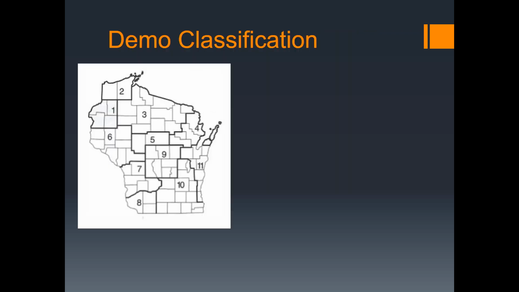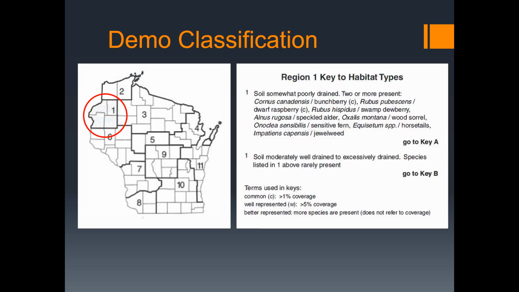Okay, so let's do a classification. We're going to assume that we're in a site in Region 1. So we know where we are, we flip open our reference manual, we look at the map, and because there aren't sharp changes in climate or elevation like there are in British Columbia, the zones are conveniently drawn along county boundaries, so it's really easy to know where you are. So within that region, in this case Region 1, we'll turn to the Region 1 key to habitat types in our guide, and it's just a regular dichotomous key that we're going to follow.